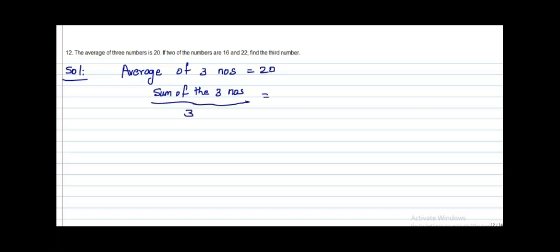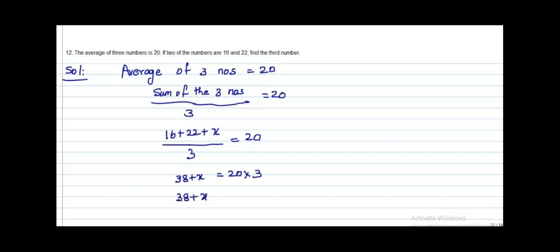So the sum of the 3 numbers by 3 is equal to 20. Out of the 3 numbers, 2 are given. 16 and 22 are the first 2 numbers, and let the third number be x. So 16 plus 22 plus x by 3 is equal to 20, which means that 38 plus x is equal to 20 into 3, or 38 plus x is equal to 60, which means x is equal to 60 minus 38, which is 22. So 22 is the third number, right? Now we move on to the next question.